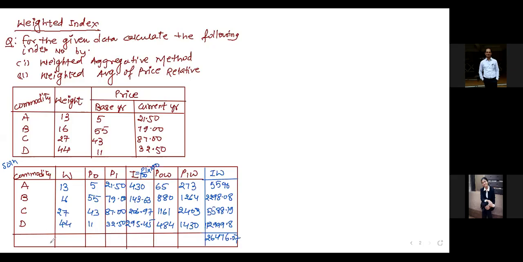What is summation W? 100. Summation I, anyway I don't need it basically. Let's go for summation P0W. 2590 and this is 5370. So quickly let's solve.